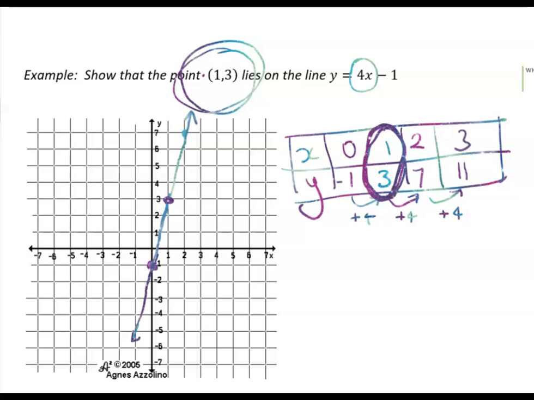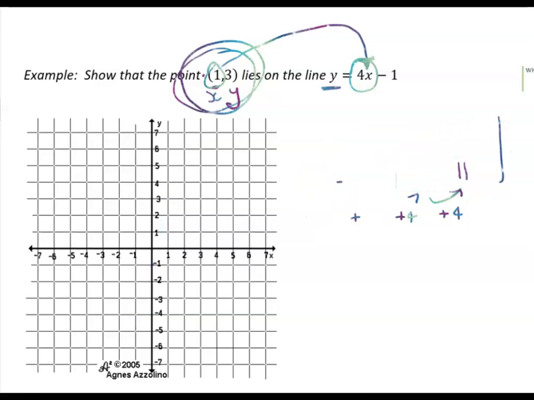Now the shortcut to showing that this point lies on the line is actually subbing in this number 1, because this is my x value, putting this x value into here where the x is, and checking, do I get what the y value is? Now the y value is 3. So here's your shortcut. Without doing any of this graphing, you can tell if it lies on the line. So I'll get rid of all of that and I'll show you how.